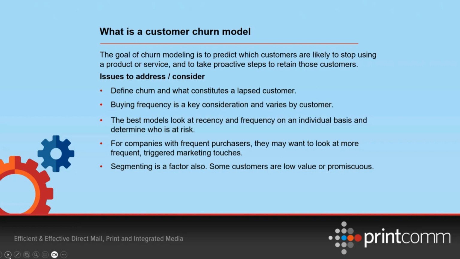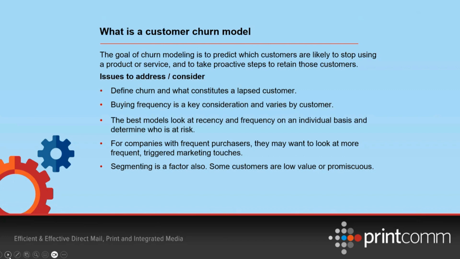So there are some things you're going to have to think through. The first one is you've got to define churn and what constitutes a lapsed customer. And that varies from organization to organization. As, for instance, something like a car. Some people buy a new car every year. Some people buy a new car every 2 years, 3 years. Some people buy them and drive them until they die. In that case, what constitutes churn actually varies by customer.